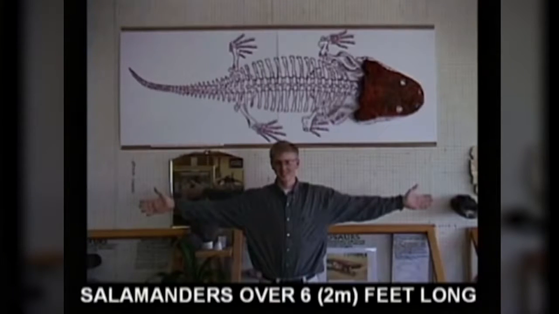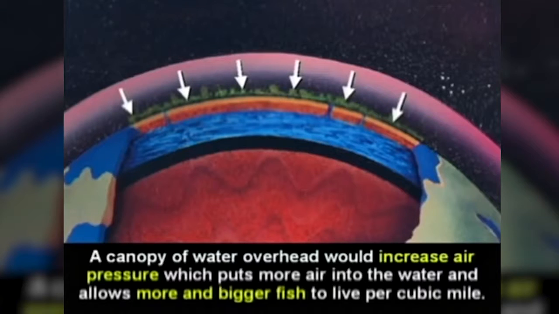Increasing air pressure means more gas gets into the water, and fish have to breathe in the water through their gills. So if you had more gas dissolved in the water from greater air pressure, now the fish can get bigger. And you can get a lot more fish per cubic mile.